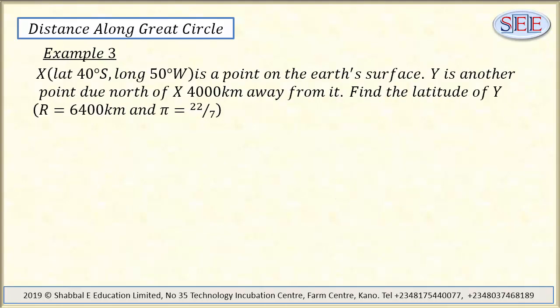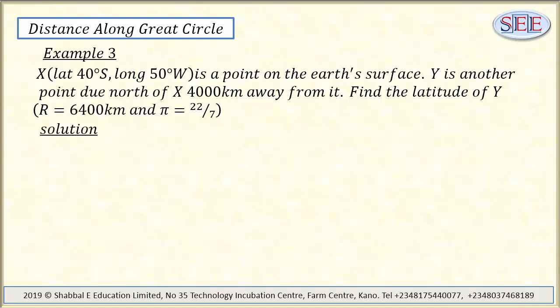So another example. This question says X, which is on latitude 40 degrees south and longitude 50 degrees west, is a point on the Earth's surface, and Y is another point due north of X and is 4,000 kilometers away from it. The question asks us to find the latitude of Y, where the value of R to use is 6,400 kilometers, and pi is 22 over 7. So let us see how we can answer this question.